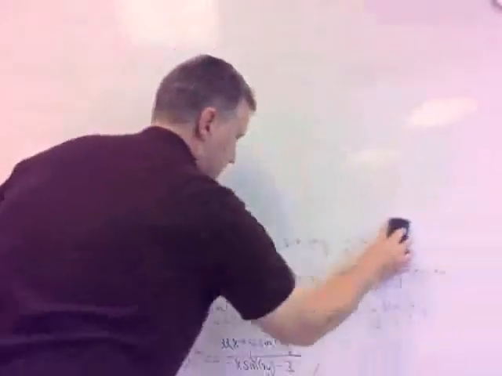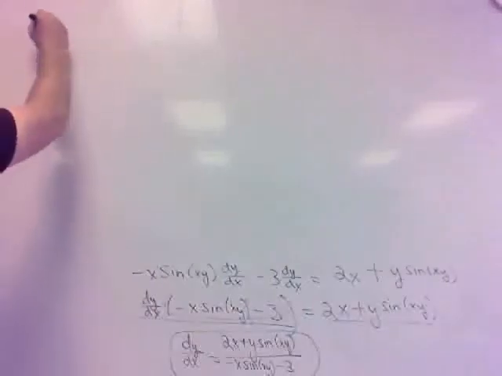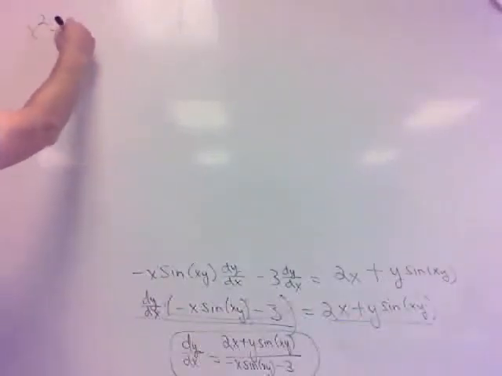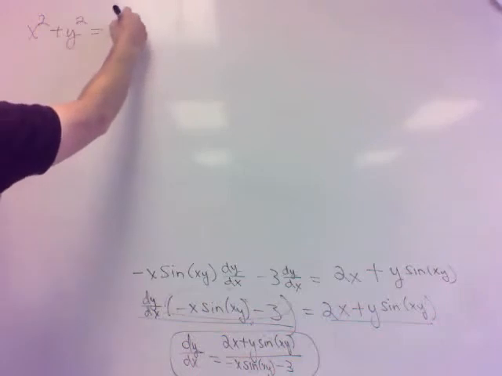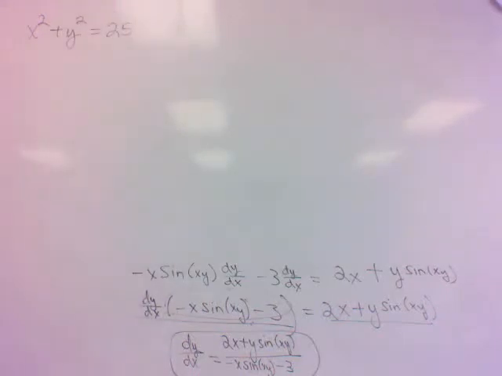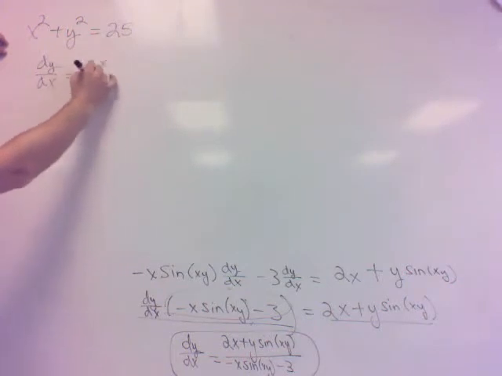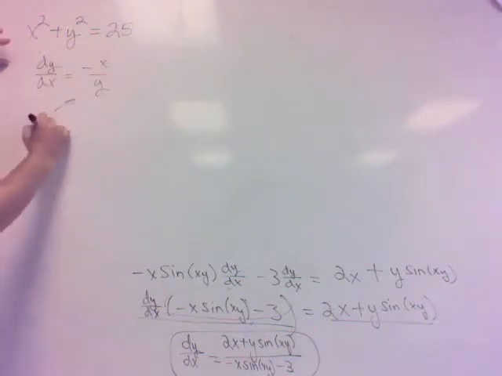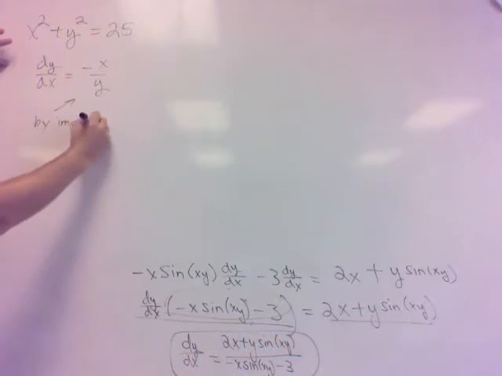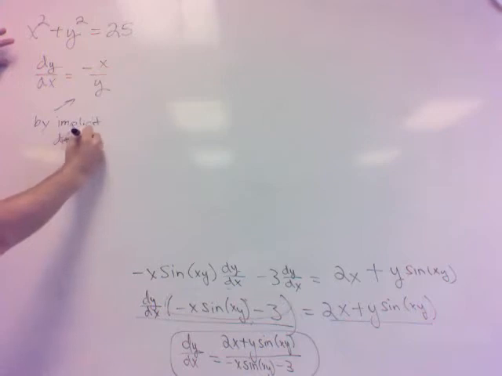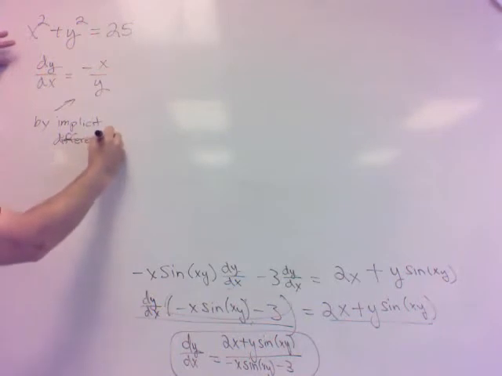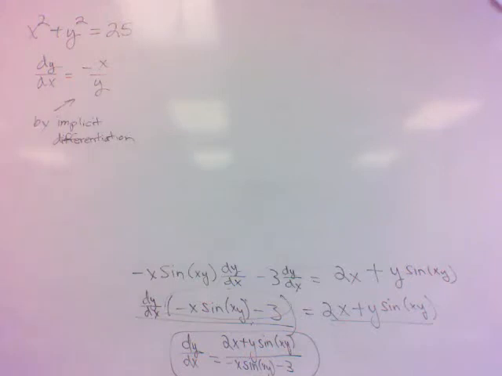First one I did implicit differentiation. It was x squared plus y squared equal to 25, the circle one. I found that dy/dx was, what was it, minus x over y? That was by implicit differentiation. I think I spelled that right. That's what I got.